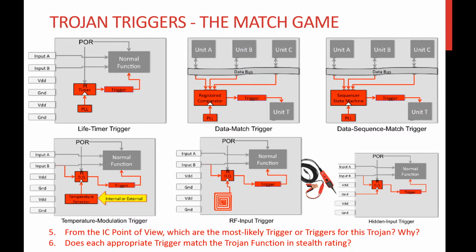Number six, does each appropriate trigger match the Trojan function and stealth rating? The data match and the data sequence match both equal the stealth of the Trojan's payload. They use the same circuitry as the Trojan to apply the activation trigger as well.